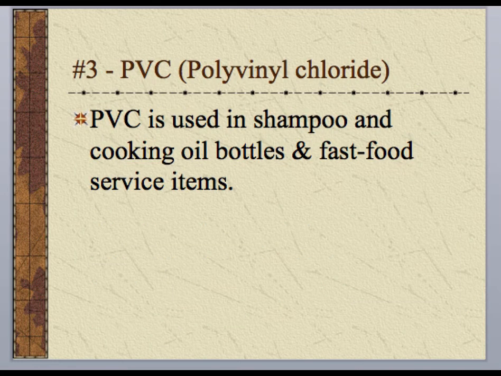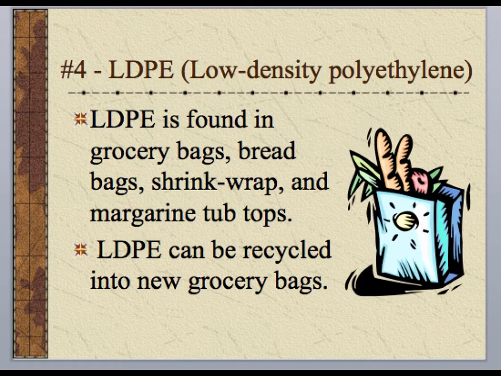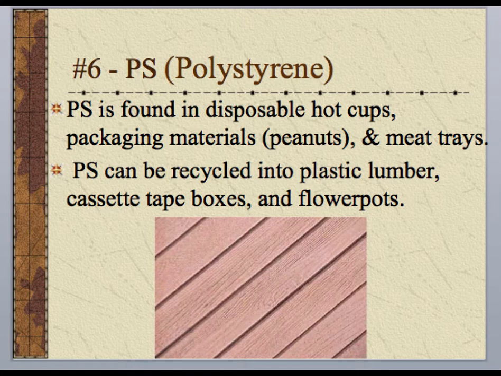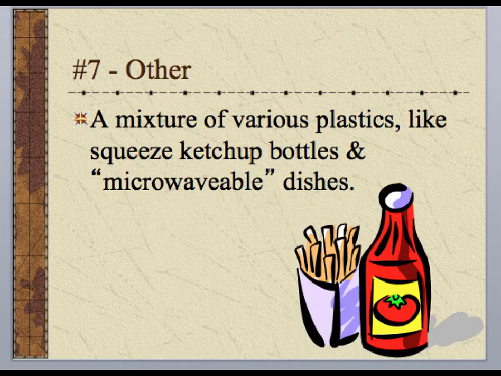You have PVC number three, and this is used in your shampoo bottles and cooking oil bottles, fast food service items. You have number four in grocery bags and shrink wrap. And you have number five, it's used in yogurt containers. And then you have number six, it's found in disposable hot cups or packing materials such as peanuts. And you have your other, and that's just a mixture of different plastics.